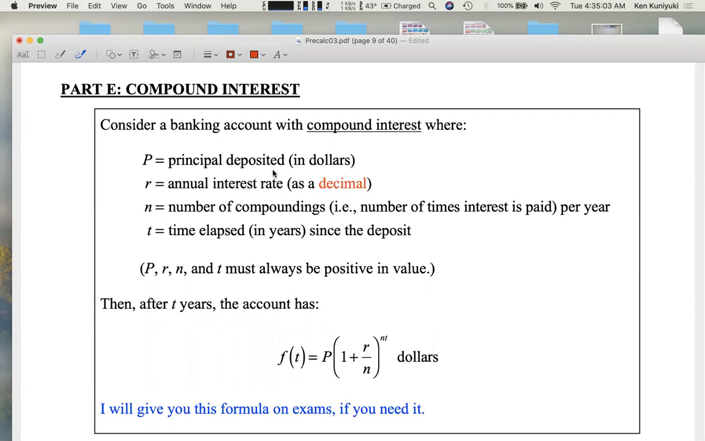N is the number of compoundings, that is the number of times interest is paid per year. So for example, for annual compounding, N is 1. For quarterly compounding, N is 4. For monthly compounding, N is 12, and so forth. T is the time elapsed in years since the deposit. I'm assuming that we're operating in terms of years here, like the annual interest rate. All these must be positive in value.